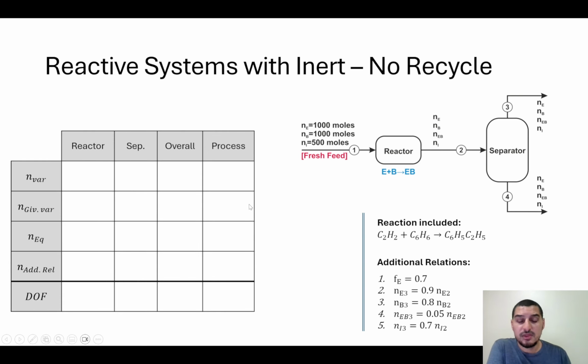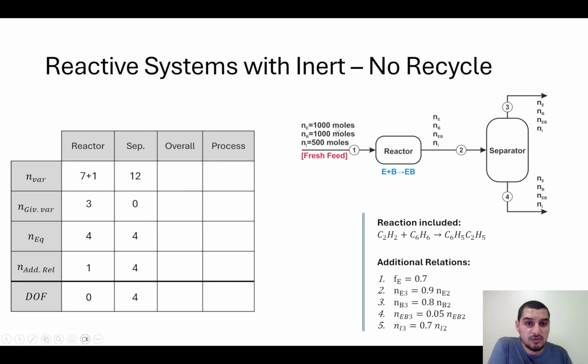So for the reactor we have 1, 2, 3, 4, 5, 6, 7 plus 1, so it's 8. The number of given variables is 3. The number of equations is 4. The number of additional relations is 1, so it's solvable. The degrees of freedom is 0. For the separator, it's 4 plus 4 plus 4, it's 12. The number of equations is 4. We have no given variables, 4 equations and 4 additional relations, so its degrees of freedom is 0.